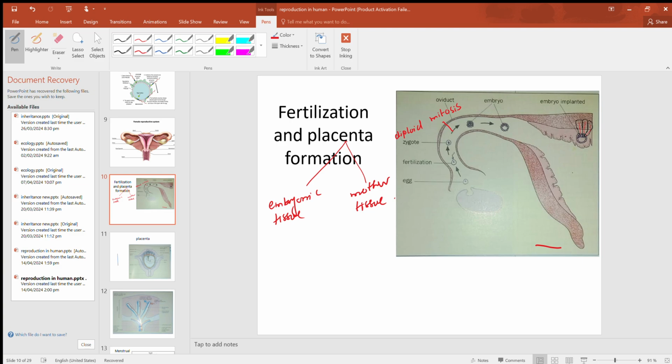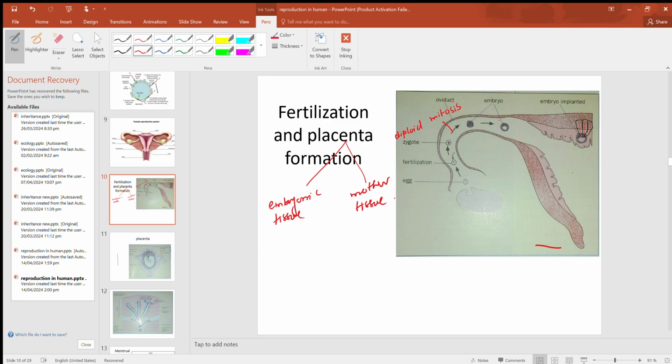Okay, today we are going to study placenta formation, how the placenta is formed. After the formation of the diploid zygote, which happens immediately after fertilization, when the haploid nuclei of the sperm and egg fuse together, they form a diploid zygote. Then this diploid zygote will keep on dividing by mitosis. What is mitosis? It is a type of cell division which occurs in normal body cells, in which the number of chromosomes remains the same. So it will keep on dividing by mitosis and form an embryo.